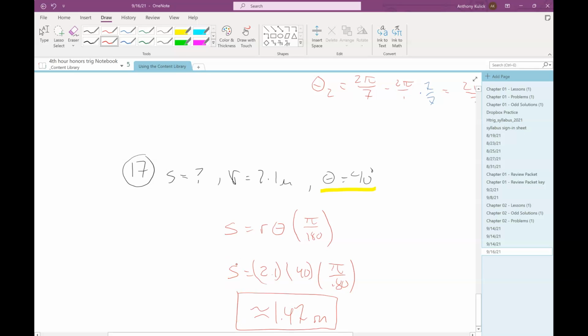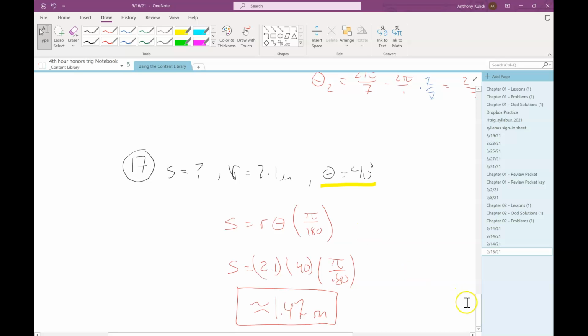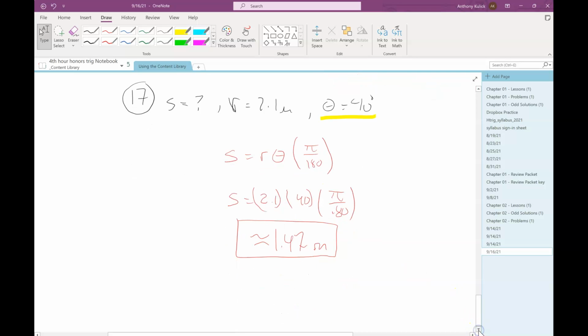Jack, you happy there? So for the pi over 180, how did you know to use that? Because the angle was in degrees. Oh, okay, yeah. So if it was in radians, I don't need it, but degrees I do. Okay. Thank you. Yeah, you're welcome.